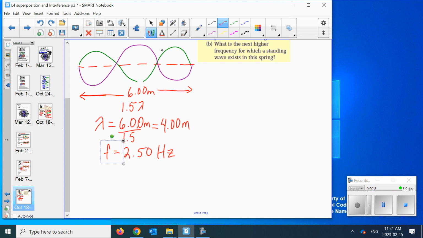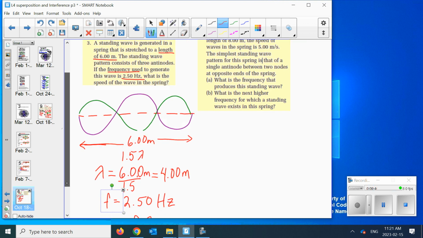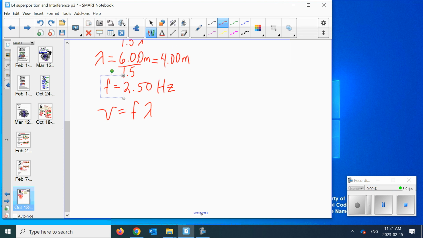So the formula is v equals f lambda, and apparently we're supposed to find the speed of the wave in the spring. I have to read the question. This is pretty easy now. I have to do a little figuring out the wavelength. 2.50, use a calculator. Oh, I just talked about the importance of units. I didn't put them in there. Hertz, which means per second. So if you want to put second to the minus 1, that's fine.